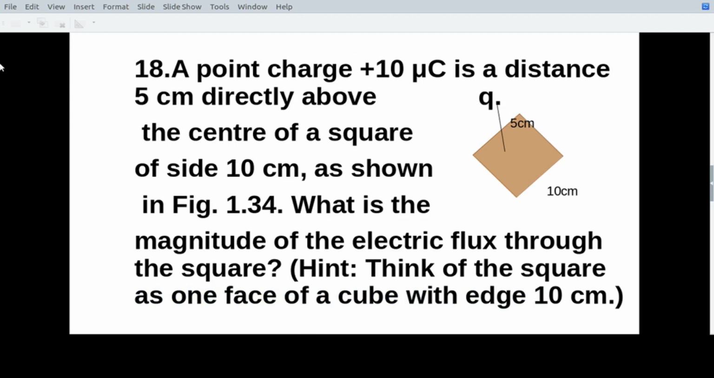Now, question number 18. A point charge plus 10 microcoulomb is at a distance 5 cm directly above the center of a square of side 10 cm as shown. What is the magnitude of the electric flux through the square? You are given, think of the square as one face of a cube with edge 10 cm. So, you are given one square and directly above the center of that square, you have a charge. The side of the square is 10 cm, charge is at a distance 5 cm. And you are asked to find out the flux through the square.